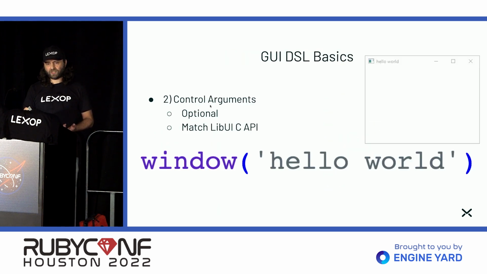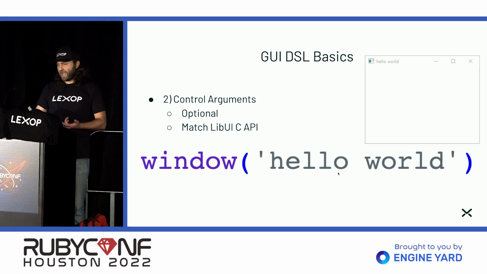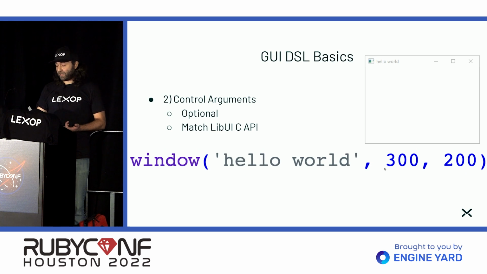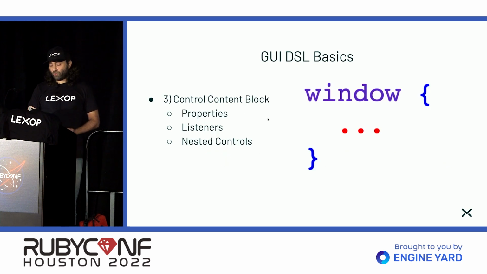So controls can optionally receive arguments in the DSL. They match the LibUI C API. So for a window, you can pass it a title, like hello world, or you can pass it extra arguments as well, like the width and height when it starts. And that's about it. Next is the control content block.